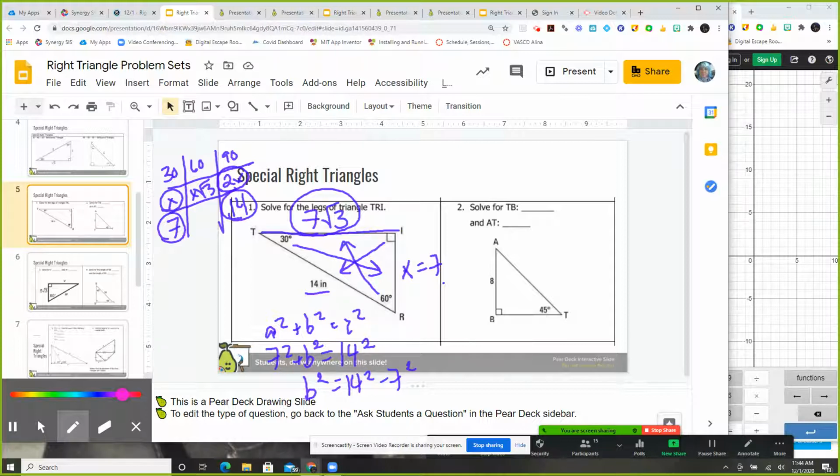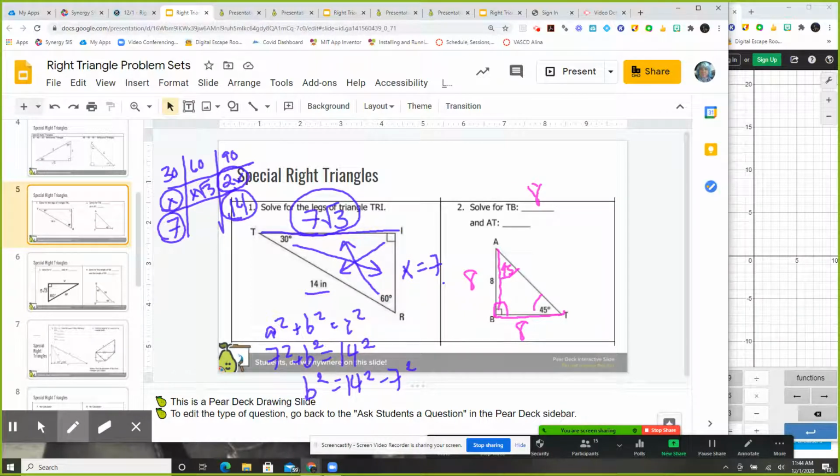Are we ready to look at number 2? What kind of triangle is number 2? It is a right triangle. What kind of right triangle? It is an isosceles right triangle. So if this side is 8, what other side is 8? BT is 8, absolutely, because this is 45 and this is 45, right?